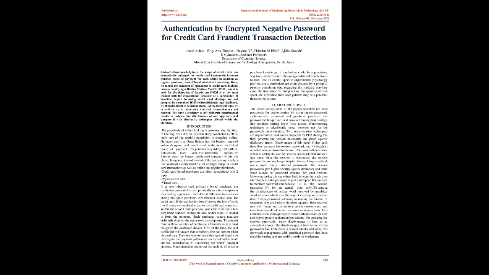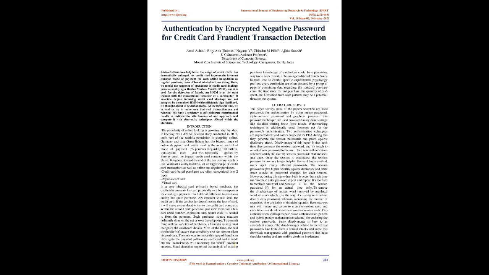In the second type of purchase, just some vital information, a card number, expiration date, and secure code, is needed to make the payment. Such purchases are normally done on the internet or over the telephone. To commit fraud in these types of purchases, a fraudster merely needs to know the card details. Most of the time, the real cardholder is not aware that someone else has seen or taken his card information.